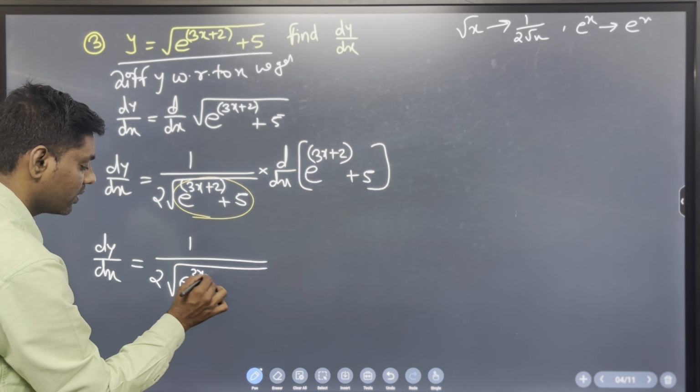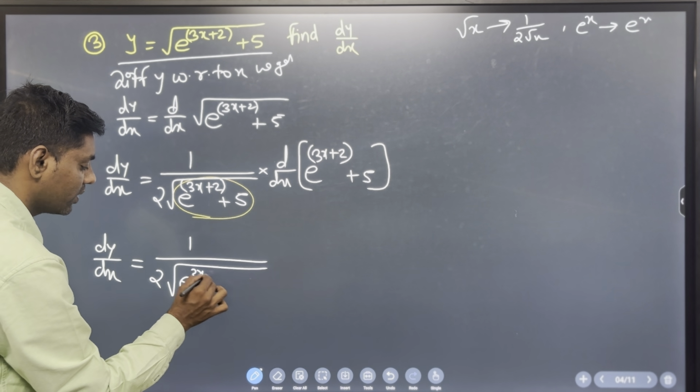So what is the derivative of e raised to x? e raised to x as it is. So the derivative is e raised to 3x plus 2, and again the derivative of 3x plus 2. Now that function is complete, and plus 5 is a constant number. And what is the derivative of a constant? The derivative of a constant is 0, remember that. So therefore the answer is 0.